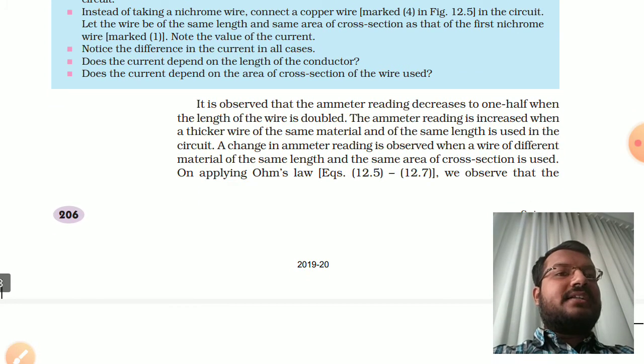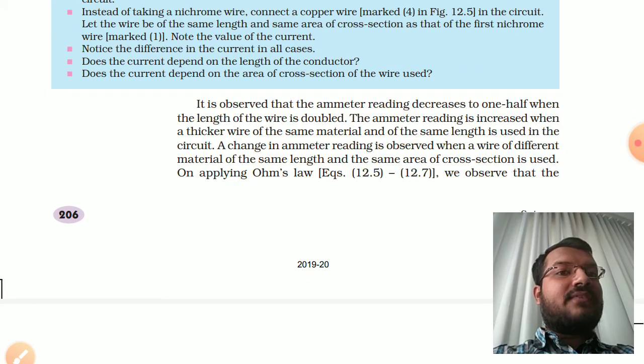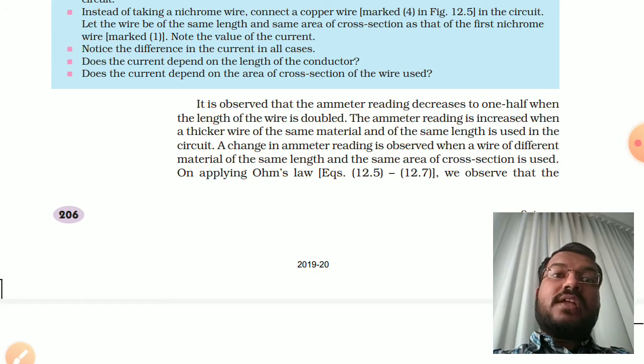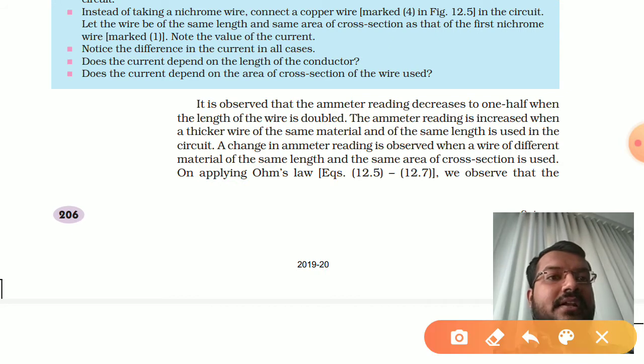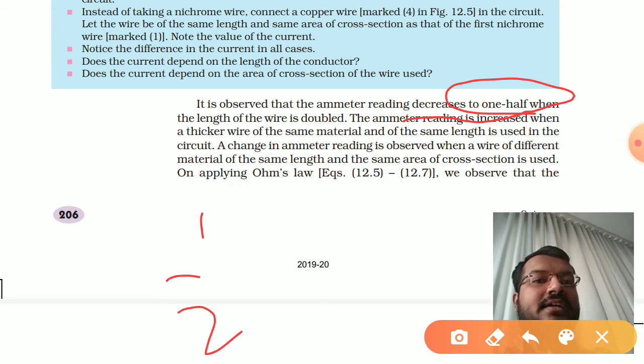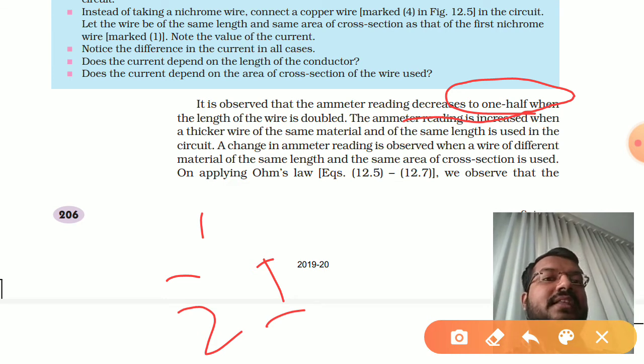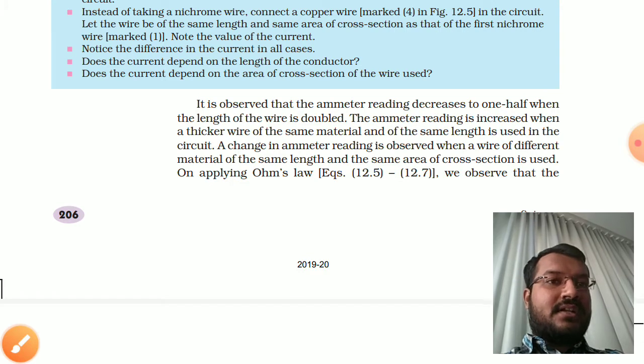It is observed that the ammeter reading decreases to half when the length of the wire is doubled. For example, in the first case the length of our wire was L. Then in the second case we changed that length to 2L. So when we double the length, the ammeter reading decreases to half, meaning the ammeter shows I/2. First case it was I, then in the second case when we double the length of our nichrome wire, our current is reduced to half.